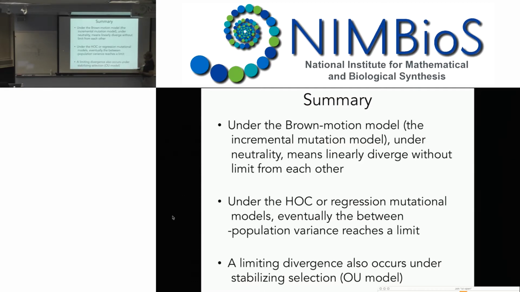So people usually don't talk about this. When they see a divergence that stabilizes, they usually think about stabilizing selection. This remains a formal possibility. That's the first type of tests based upon phenotypes diverging over time.